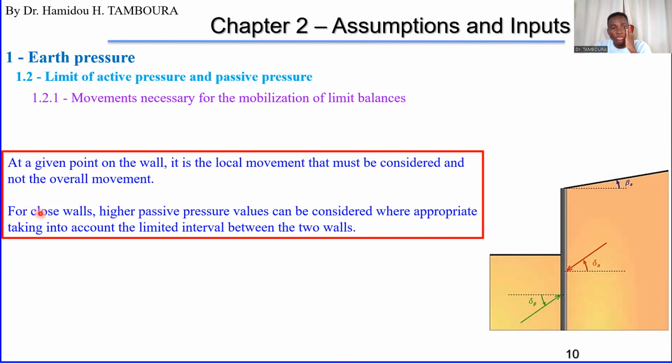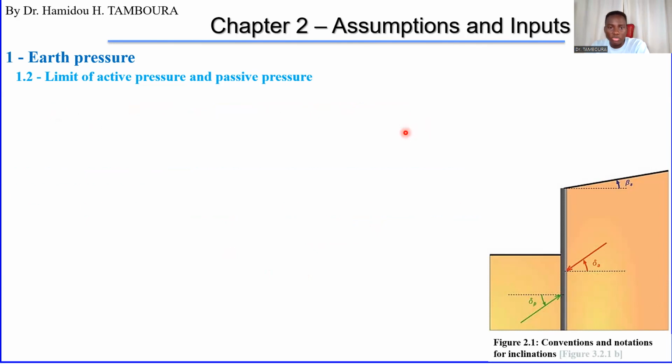So in case you have two close walls, one retaining wall here and another wall here, if they are close, considering the interval between the two, a higher passive pressure value can be considered. Anyway, this was about the movement we need to mobilize. You need to know that all these are just assumptions, okay?